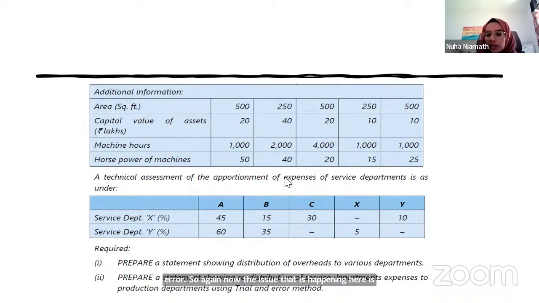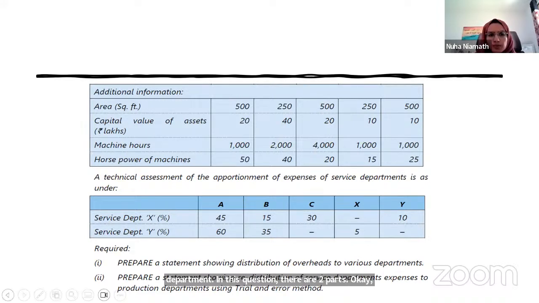So now what is happening in this question again is part of service is going to another service department. In this question, there are two parts. One is the distribution of overheads to various departments.